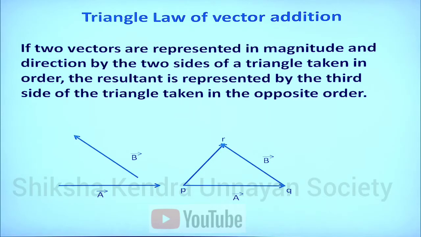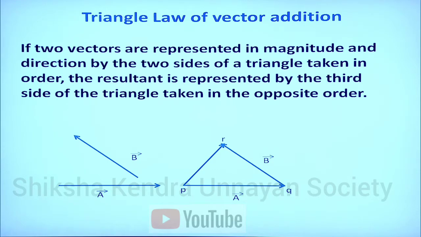Now, what is the triangle law of vector addition? If two vectors are represented in magnitude and direction by the two sides of a triangle taken in the same order, the resultant is represented by the third side of the triangle taken in opposite order. You can see on your screen there are two vectors A and B. Now we will represent the two vectors by the two sides of a triangle. You can see there is a triangle PQR.